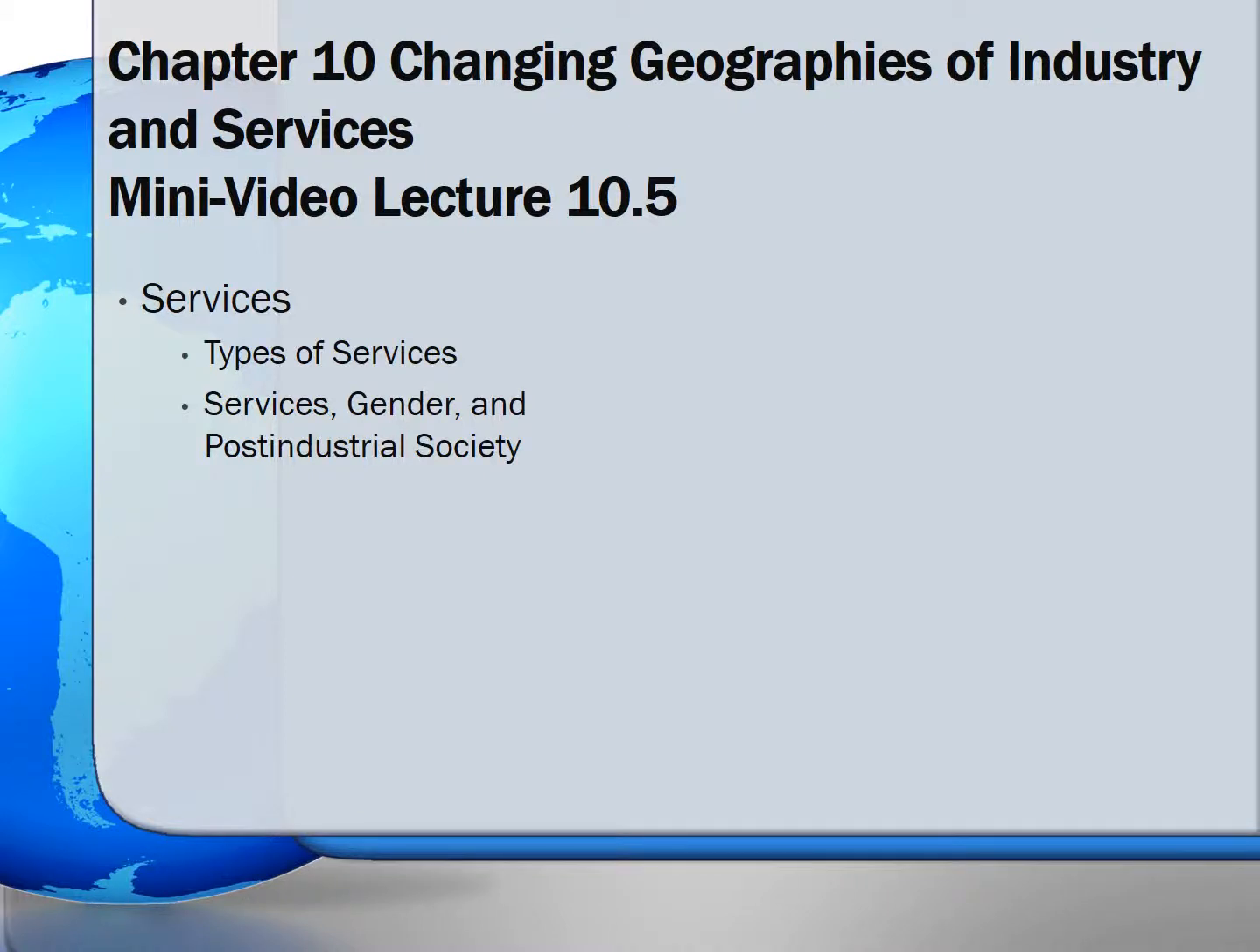Because resources are unevenly distributed, trade in commodities has become an enormously important part of the global economy. In this lecture, we will examine key concepts and spatial patterns in the changing geographies of industry and service, to include types of services and post-industrial societies. These topics are important to geography to see and understand how and why the spatial patterns of industry and services have changed in a global setting.